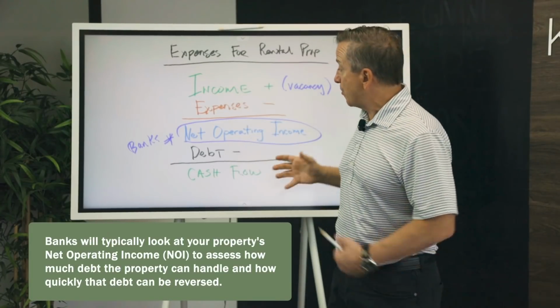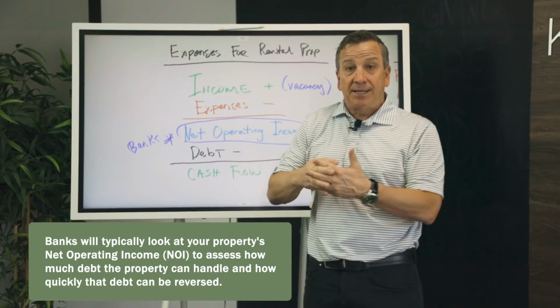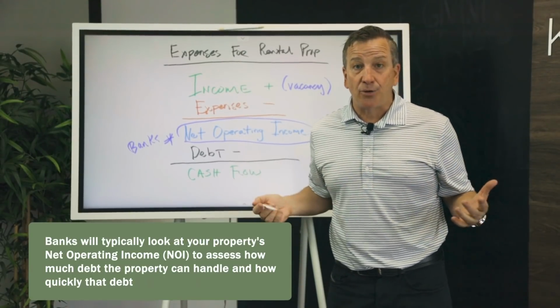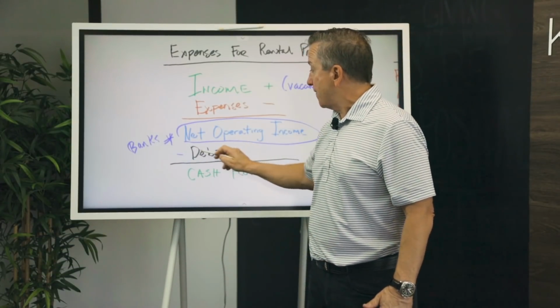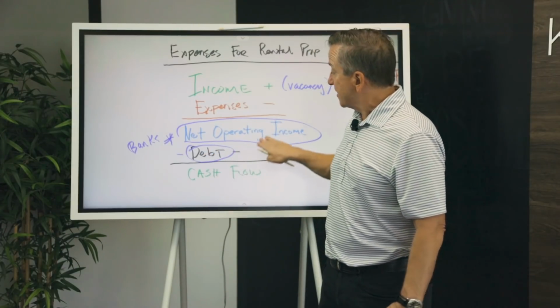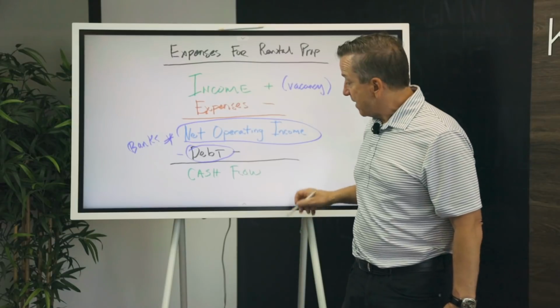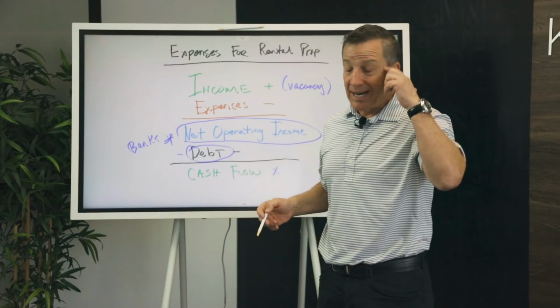That's why income is important. When you walk into a bank, they're looking at the net operating income because, guess what? You might have great credit, but they want to know how much debt they can put on this thing. How much debt can this property support? And it's based entirely off of this. And then, of course, after that is what we're all trying to do, which is generate cash flow.